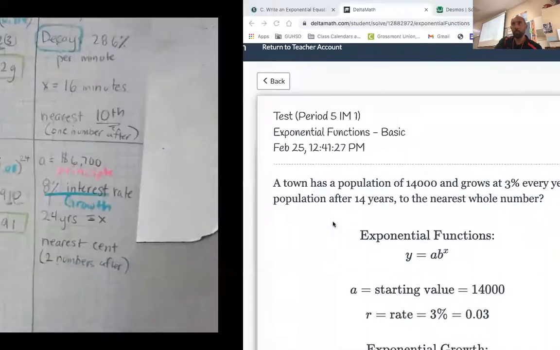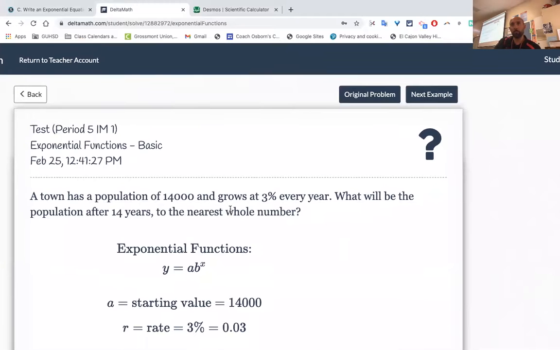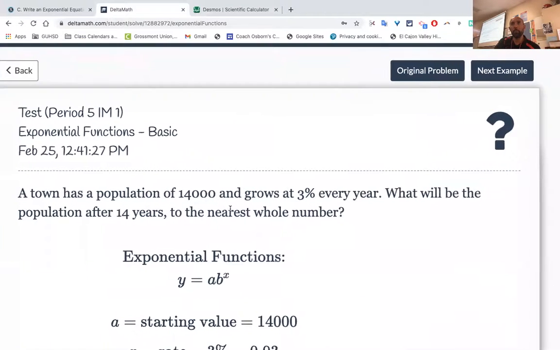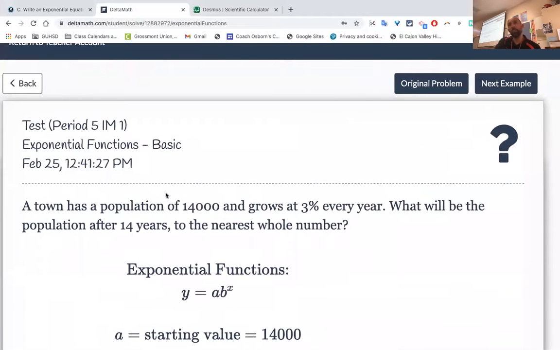Growth. And which one is decay? All right, so a town has a population of 14,000 and grows at 3% every year. So that's pretty simple. It literally says grows, right? So if it grows, well, then that means you're going to add.